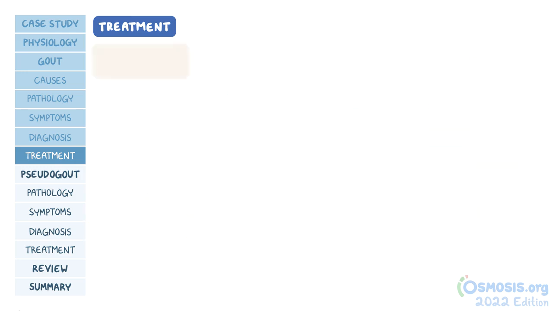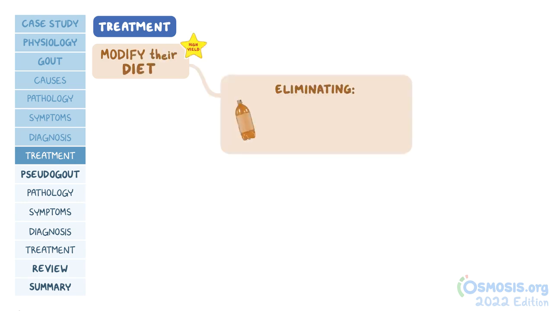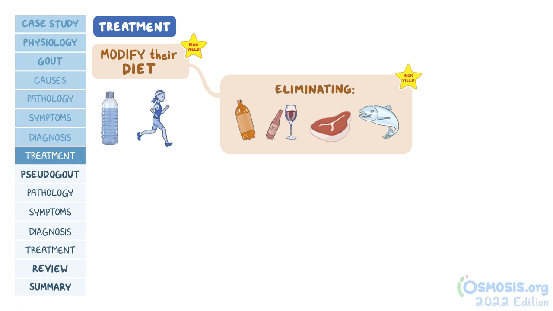It's also important to treat the underlying cause of increased uric acid, though individuals should modify their diet by eliminating soda, alcohol, red meat, and seafood. It also helps to stay hydrated and stay active to ward off obesity.